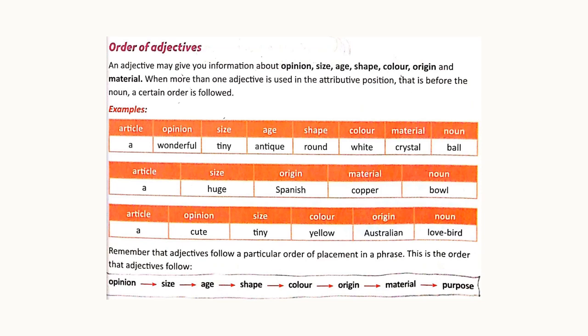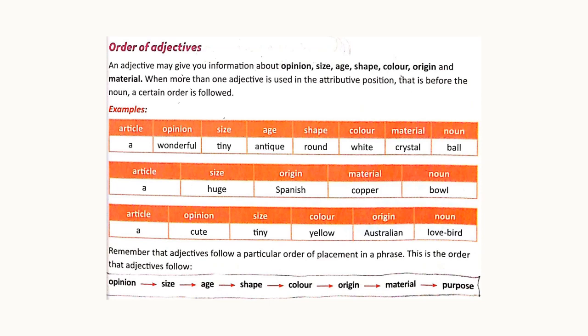Now let's learn order of adjectives, which is very important. When more than one adjective is used in the attributive position, that is before the noun, a certain order is followed. And if you follow this sequence, then it will be much easier for you. And that sequence is: first article, then opinion, size, age, shape, color, origin, material, purpose, and at last noun.